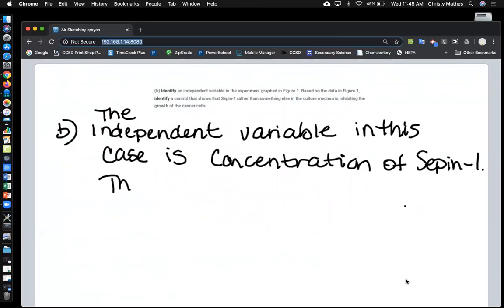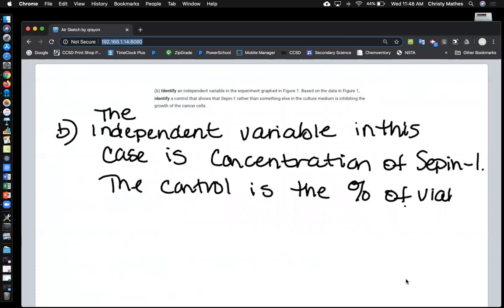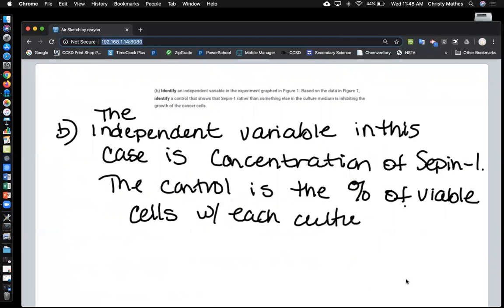So the control is the percent of viable cells, with each culture starting at 100%. So every one of those cultures started with 100% viable cells. So now I've gotten my perfect answer to part B.